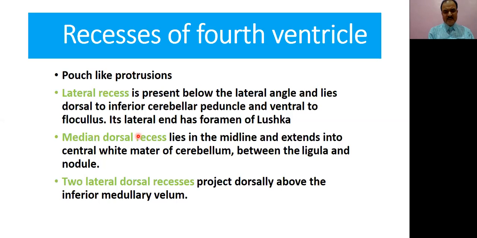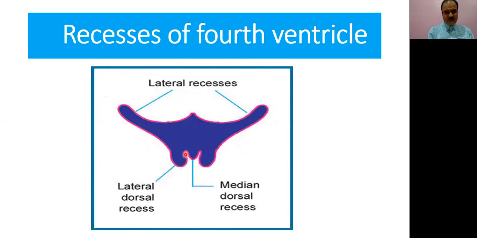The median dorsal recess lies in the midline and extends into the central white matter of the cerebellum, between the lingula and the nodule. The two lateral dorsal recesses project dorsally above the inferior medullary velum. So these are the recesses of the fourth ventricle. These are the two lateral recesses. This is the median single recess, and these are the two lateral dorsal recesses. So two lateral recesses, one single median dorsal recess, and two lateral dorsal recesses.